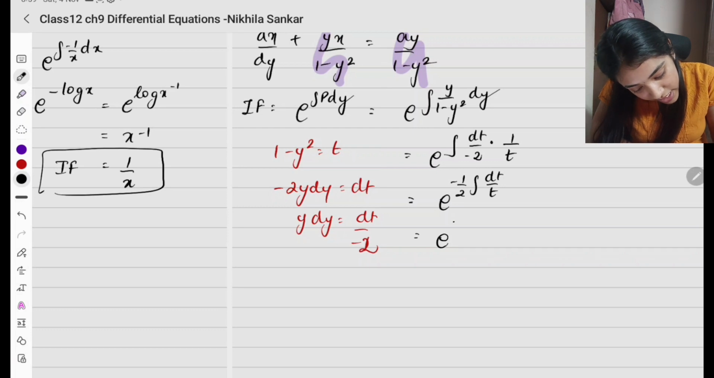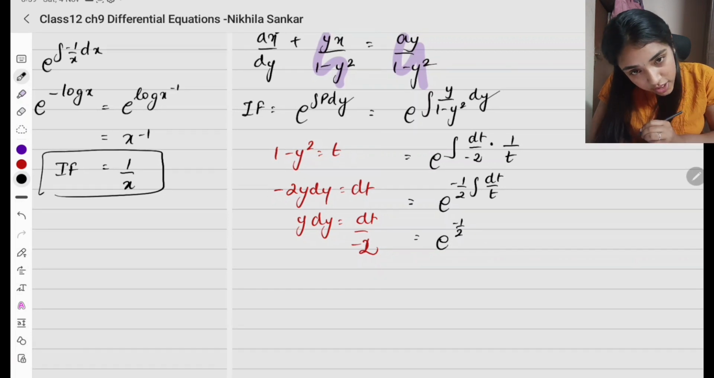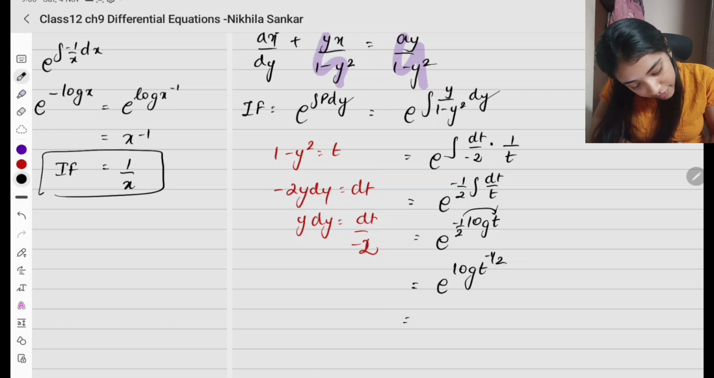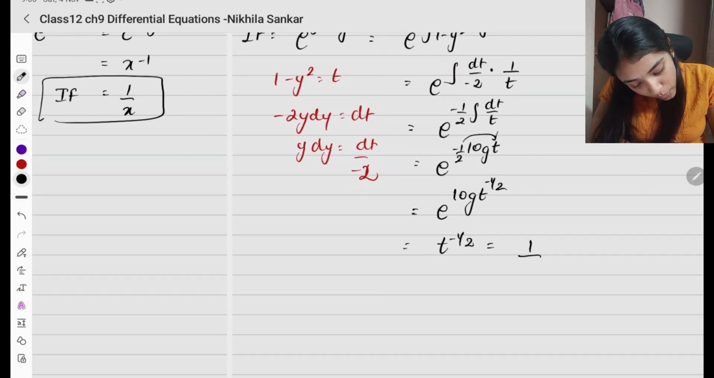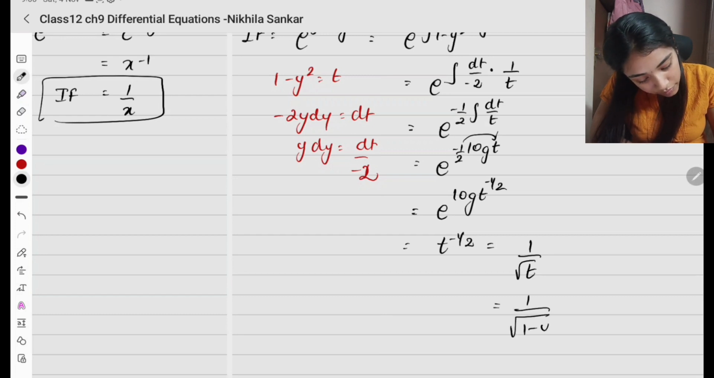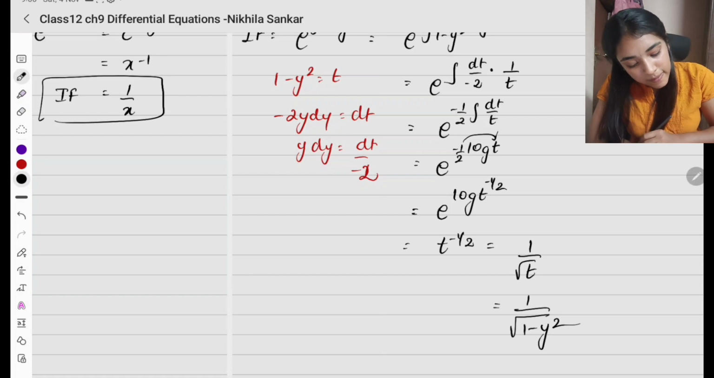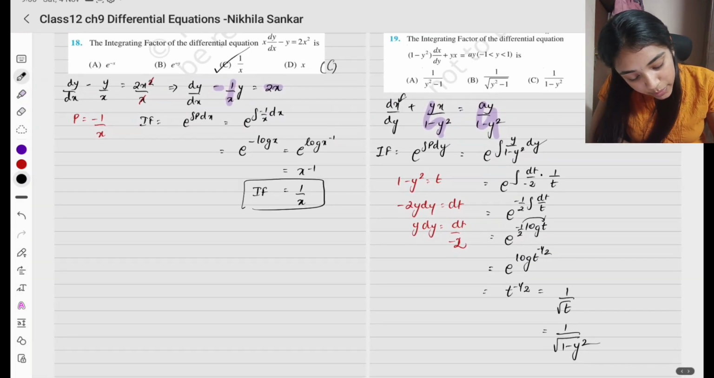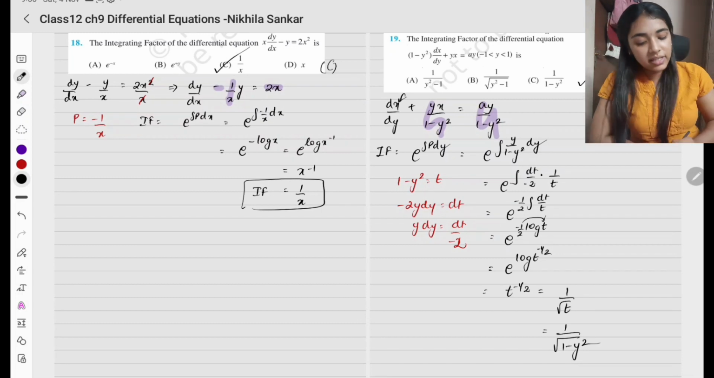So this is going to be e to the minus half is a constant. 1 by t oda integral is going to be log t. This is further going to be the minus half and I மேல கொண்டு போறேன். So I have log t to the power minus half. So this is going to be t to the power minus half, which is going to be 1 by square root of t. But what is my t? This is going to be 1 by square root of 1 minus y square. Okay, so this is my solution. So 1 by square root of 1 minus y square எங்க இருக்கு? Option D is the correct answer.